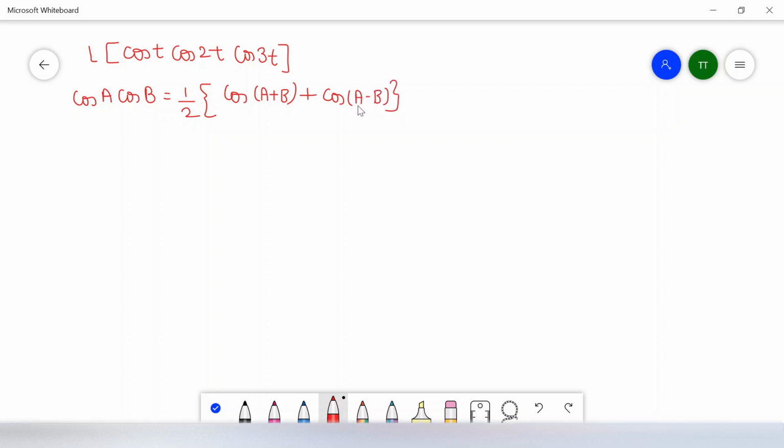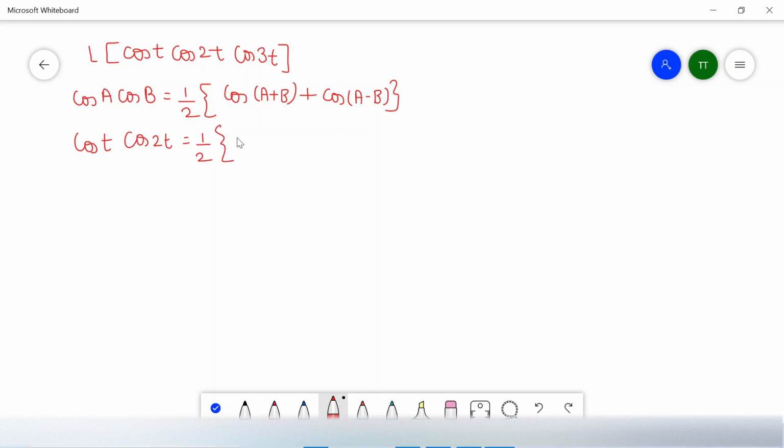Okay, so what is the value of A and B here? The value of A is t and the value of B is 2t. So cos t cos 2t is equal to half of cos 3t plus cos(t minus 2t), that is cos(minus t). Here A plus B is t plus 2t, that is 3t, and A minus B means t minus 2t, that is minus t.